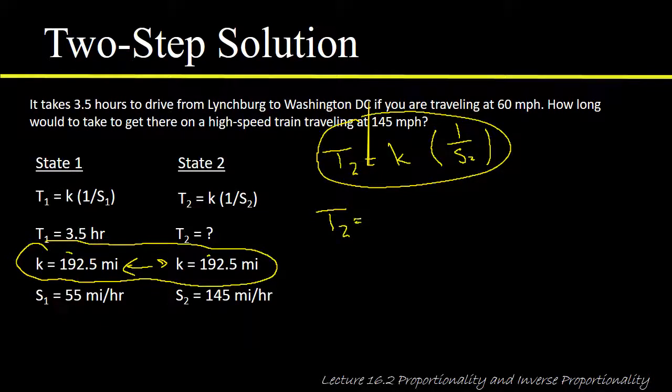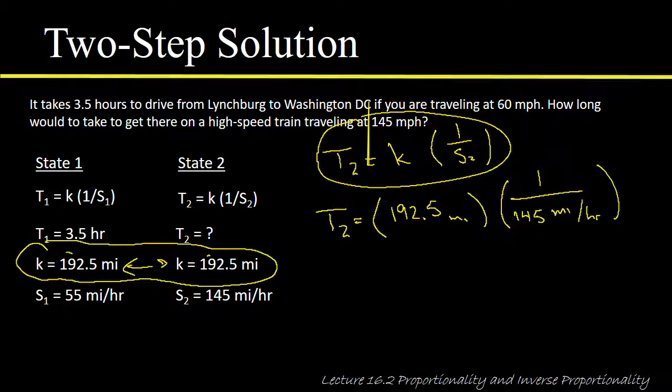So t2 is equal to k, 192.5 miles, times 1 over s2, 145 miles per hour. Now let's look at the units here.